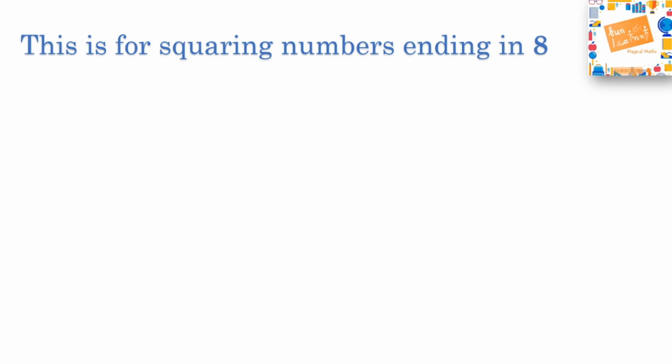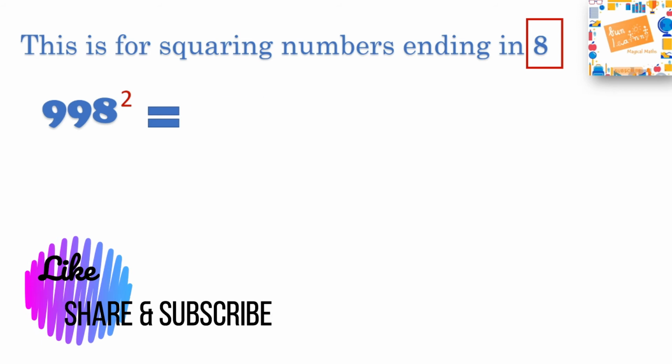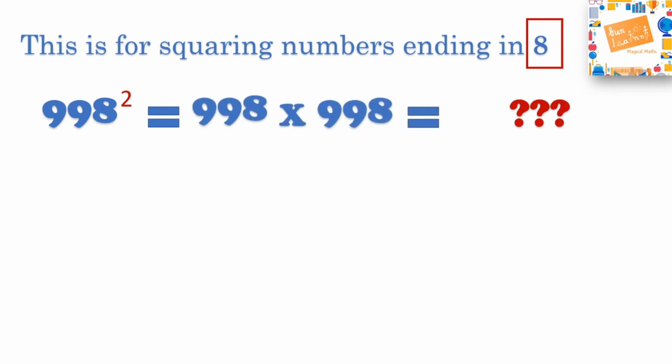Let's look at another example of number ending in 8. This time we'll take a 3-digit number. So that is 998 square that we have selected, which is equal to 998 times 998. So let's find out this answer. So let's bring 998 in the spotlight.